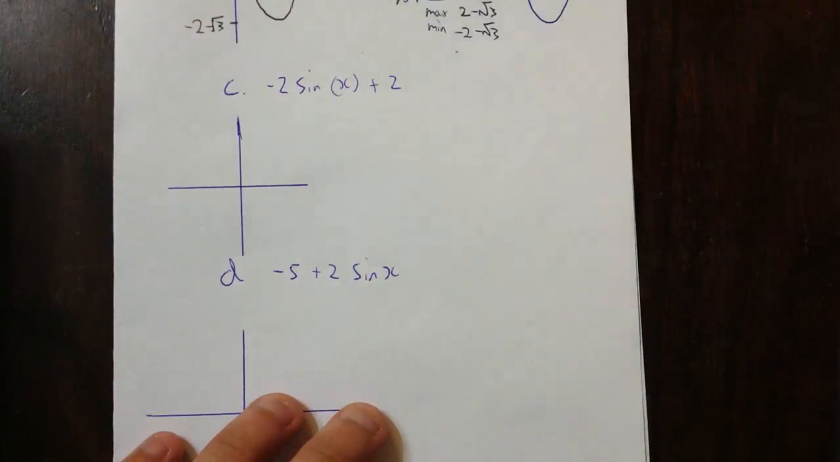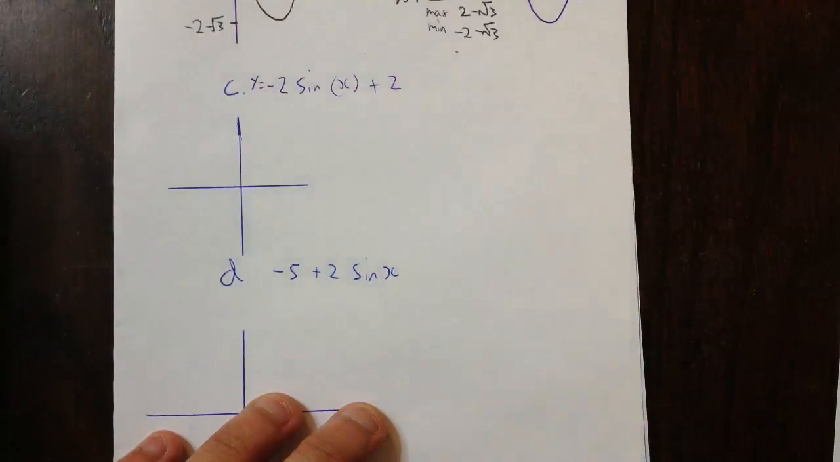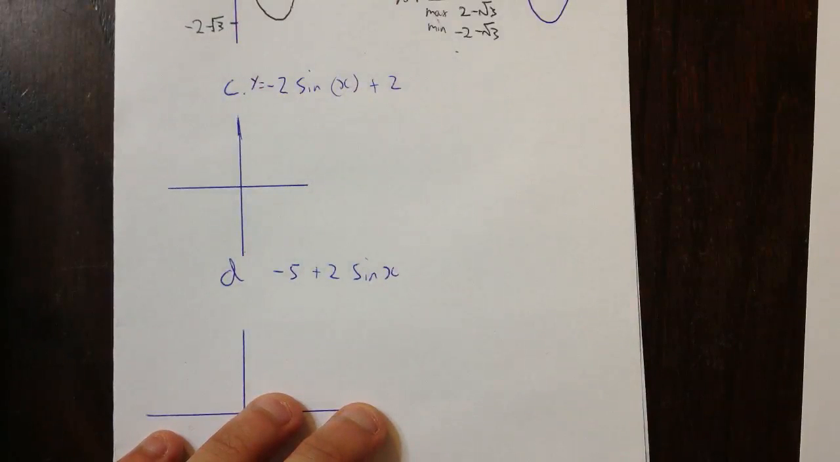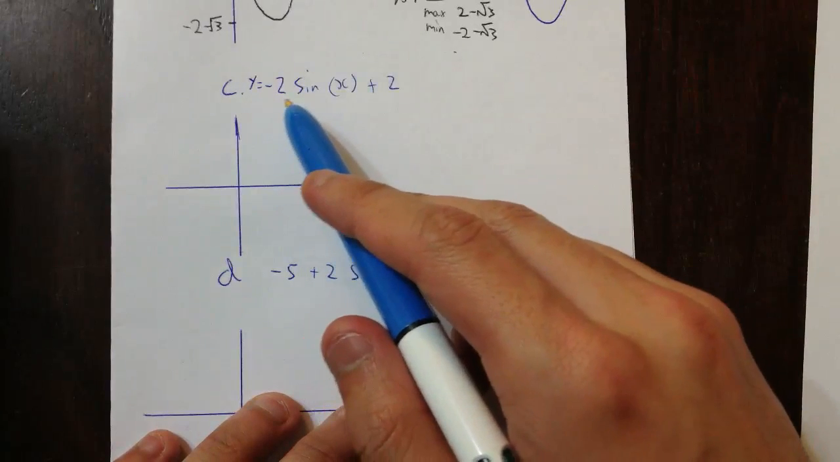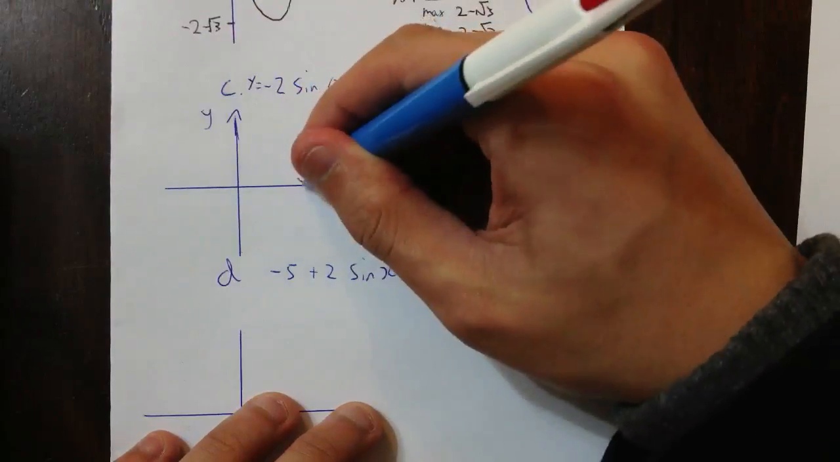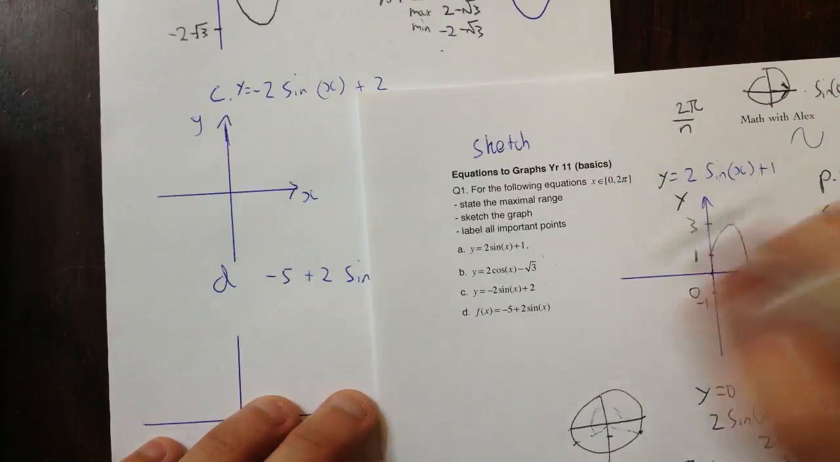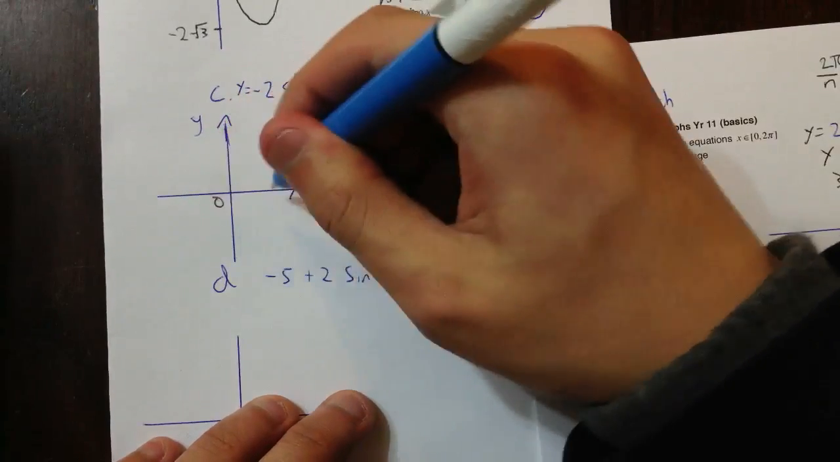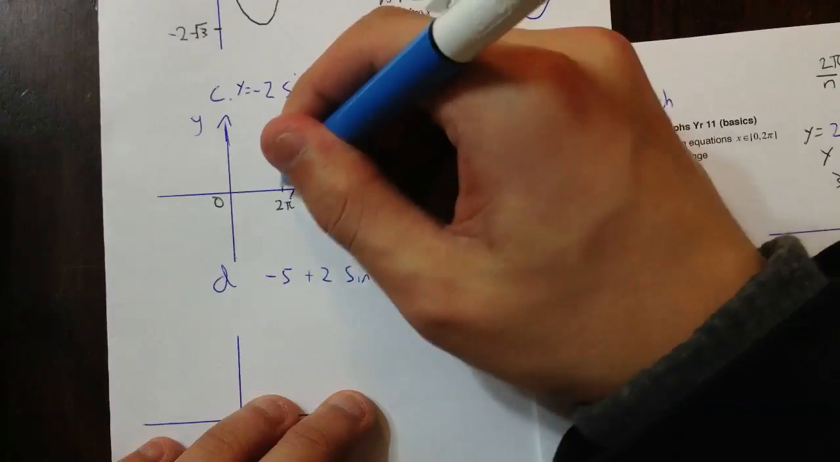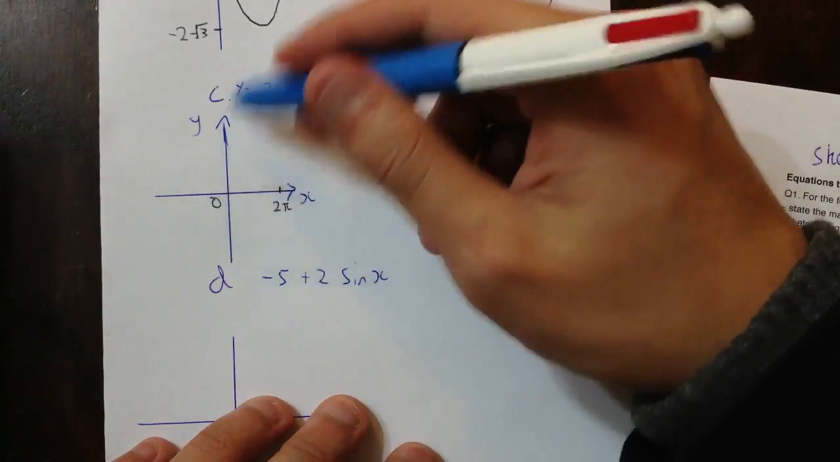Okay, next up, C. We have y equals minus 2 sine x plus 2. Now, how are we going to do it? We need to label our things first. Y, x, we're sketching from 0 to 2 pi. Now, we want to get an idea of what it looks like, because it's all kind of missing right now.